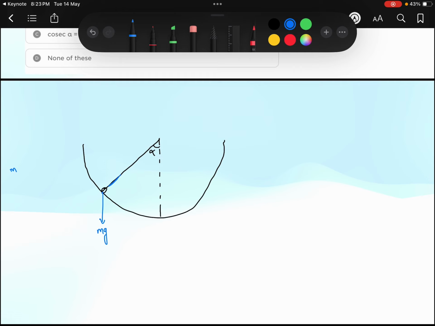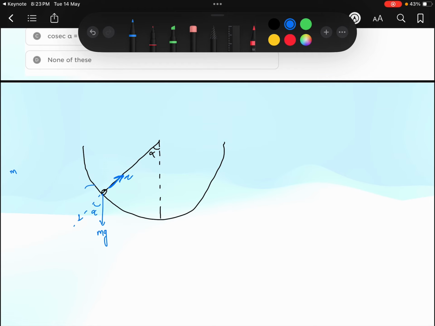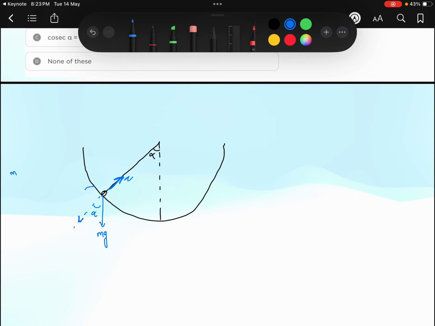be the normal force due to this contact surface. Let us suppose this is N. So if I extend this line like this, then this angle will also be equal to alpha. So the component of this mg along this line will be equal to mg cos alpha. Similarly, the component of this mg along this direction will be mg sin alpha. Okay, mg sin alpha.